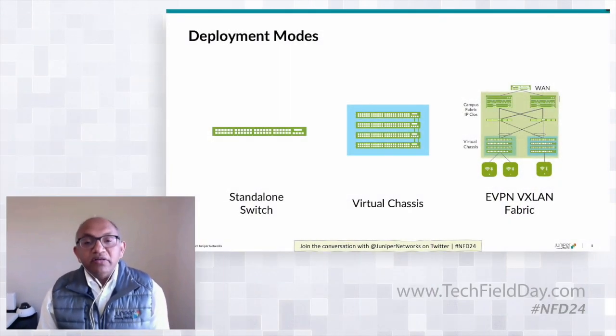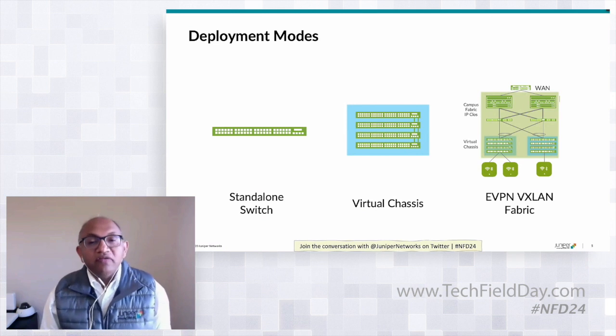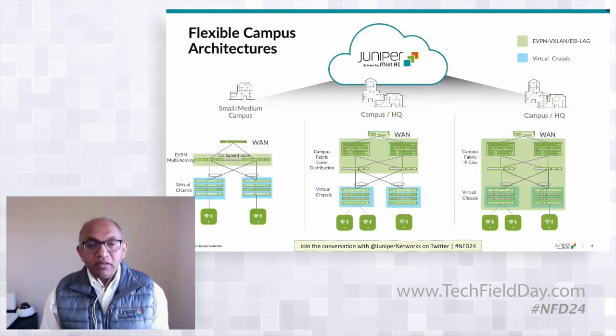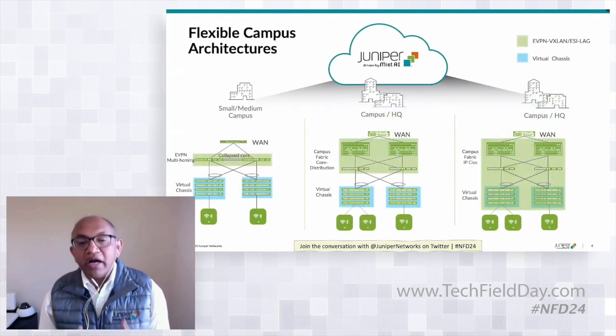And finally, we have the EVPN VXLAN fabric. That's another deployment model. We are seeing a lot of customers starting that deployment. We will be able to now support the EX4400 switches in all of the scenarios: standalone, virtual chassis, and EVPN VXLAN. So those are the deployment models. But let's look at the campus architecture.